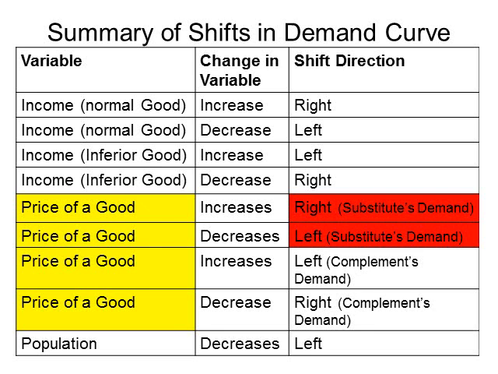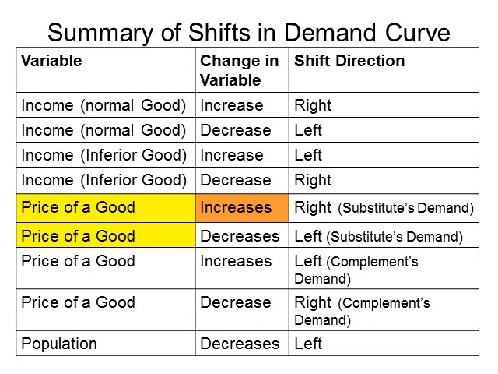Since the problem asks about the impact of a price increase of name brand potato chips on store brand potato chips, which are close substitutes, we will focus on the two rows that deal with substitutes. Since the name brand potato chips have increased, we select the increases box looking for the change in variable. The last column tells us that individuals will demand more of the store brand potato chips, that is the substitute, causing the demand curve for the substitute or the store brand potato chips to shift to the right.